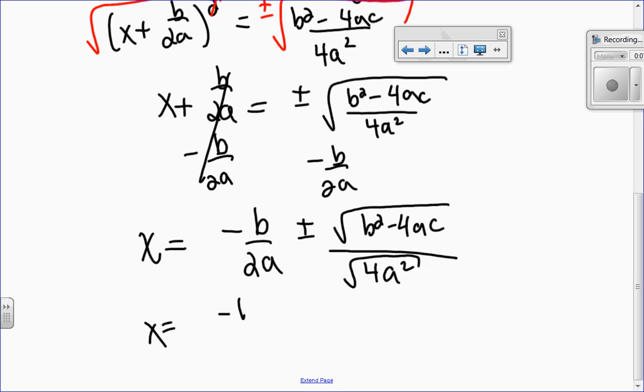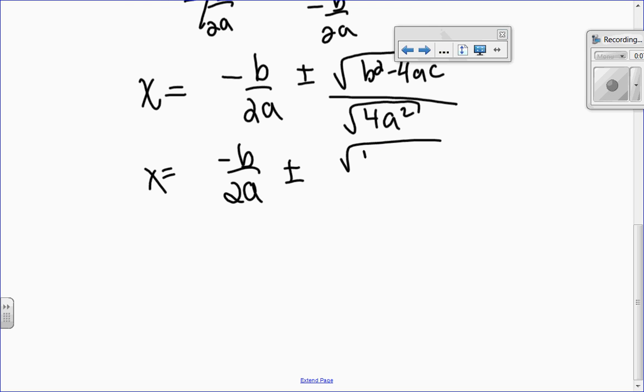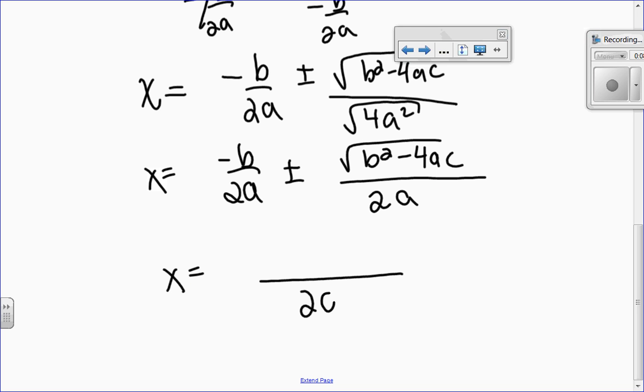So I have negative b over 2a plus or minus the root of b squared minus 4ac all over, the square root of 4 is 2, and the square root of a squared is a. Well, that worked out nicely because now I have a common denominator. And we'll put it all together over the common denominator of 2a. So I have x equals negative b, or opposite b, plus or minus the square root of b squared minus 4ac all over 2a.